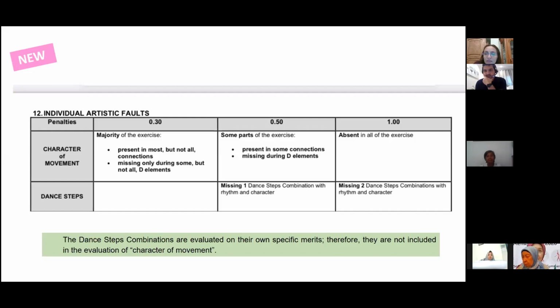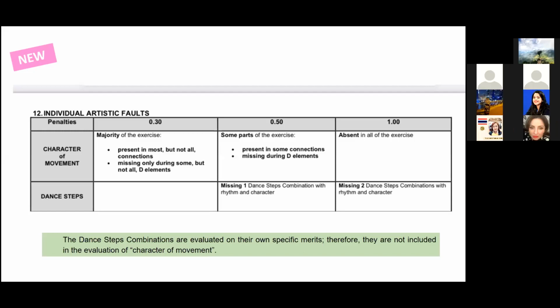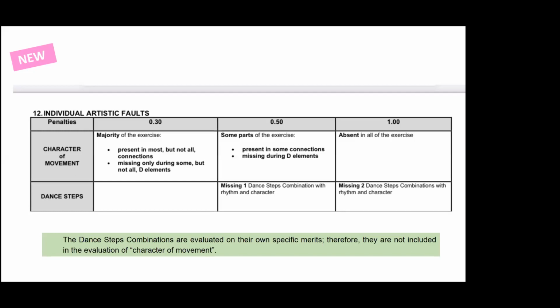The 0.5 penalty is when it's present, but you don't see it except in some connections, and it is missing during the difficulty elements, the difficulty parts. She's not doing any character, so you take the 0.5. For the 1 point, you take it when it is absent in all the exercise. You do not see any character.